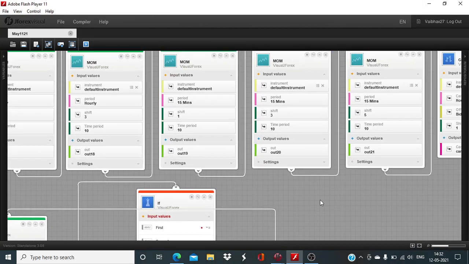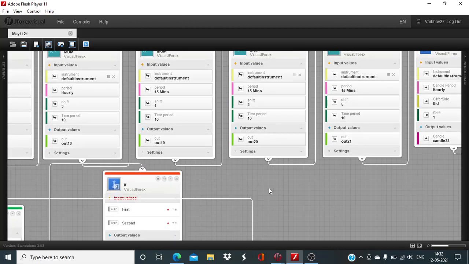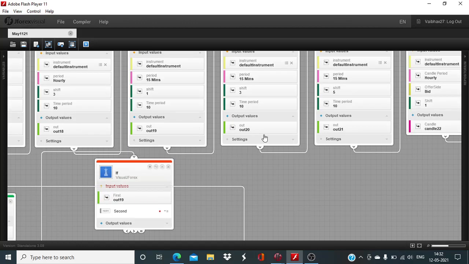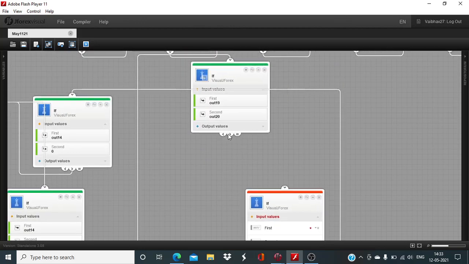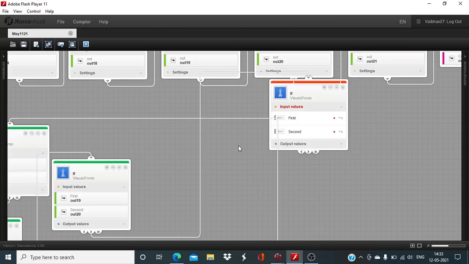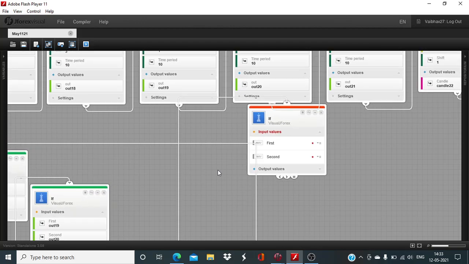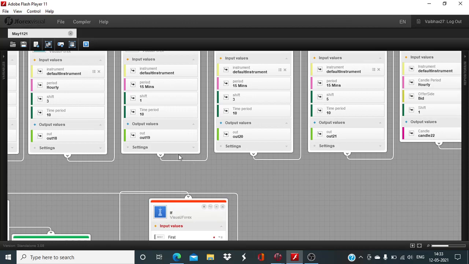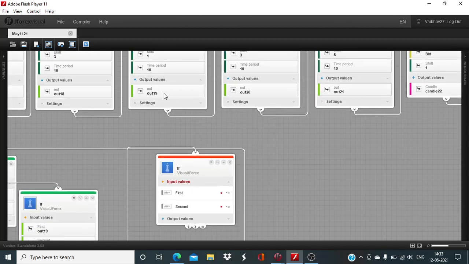So for that we will have to compare these values with each other, and out 19 needs to be greater than out 20, first input greater than second input, and out 19 needs to be less than out 20.